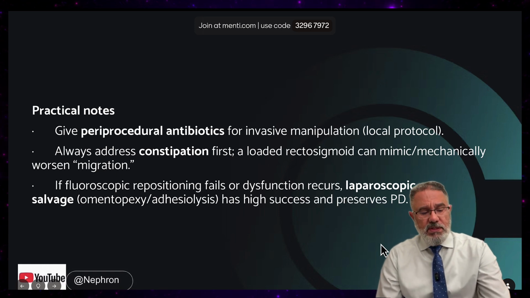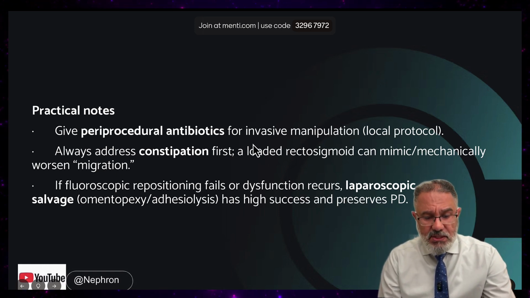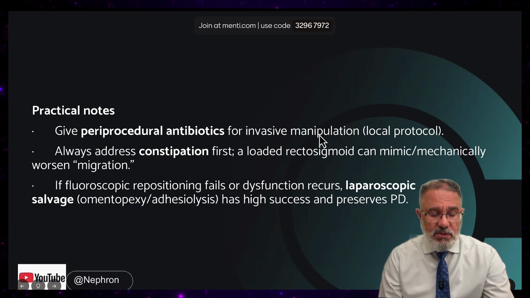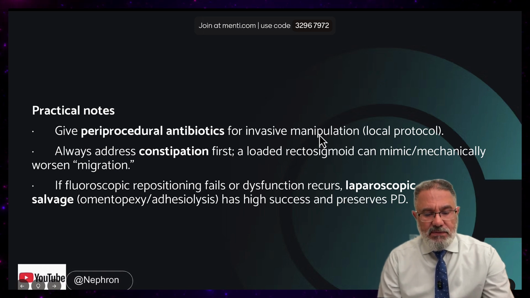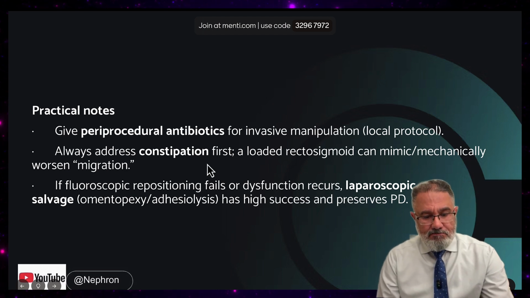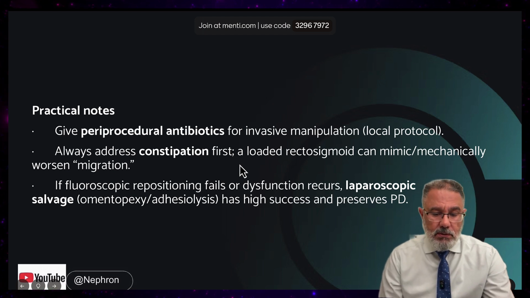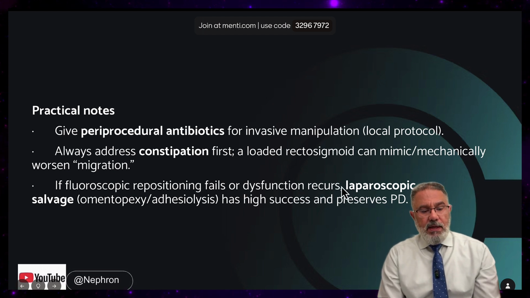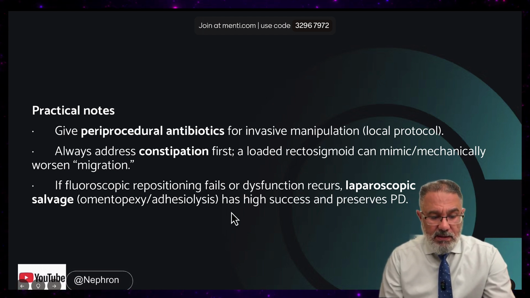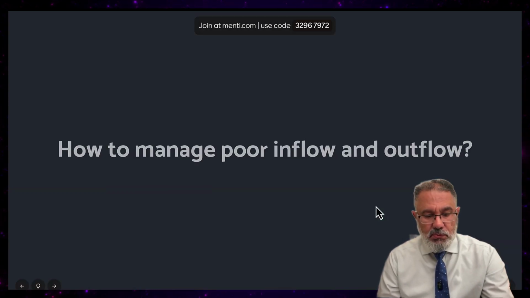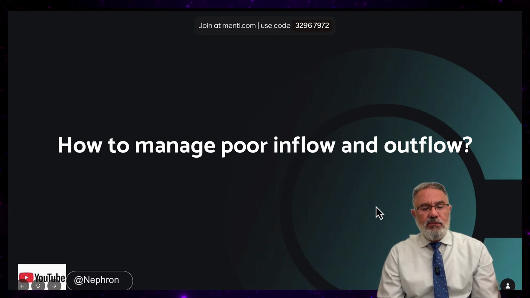Now, there's a practical note here. If you do that, give peri-procedure antibiotics for invasive manipulation like that, and follow the local protocol in terms of antibiotic, usually gram-positive cover. You might also need gram-negative cover in high-risk patients. Always address constipation first in order to have a good result from the manipulation or salvage of the catheter. If fluoroscopy repositioning fails or dysfunction reoccurs, laparoscopic salvage has a high success rate and preserves PD, avoiding switching the patient to hemodialysis.